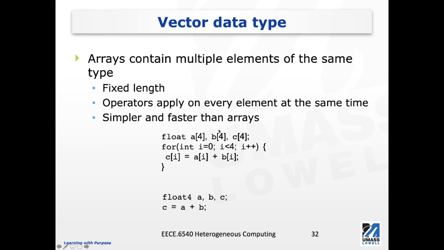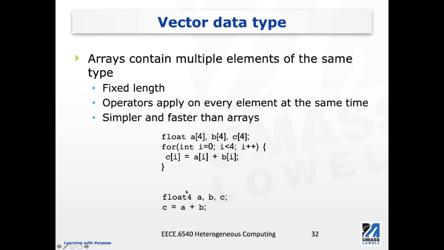Let's say you have these 3 arrays, A, B, and C. Each of them is a 4-byte floating point array. And we're going to perform this element-wise addition on A and B and put the result into C. If you have these arrays declared as float A[4] like this, then you have to have a for loop where you have a loop iteration i, and this i goes from 0 to 3. And you can perform this addition on every element of these 2 arrays and put the sum into the 3rd array. To perform the same thing, you can use vectors.